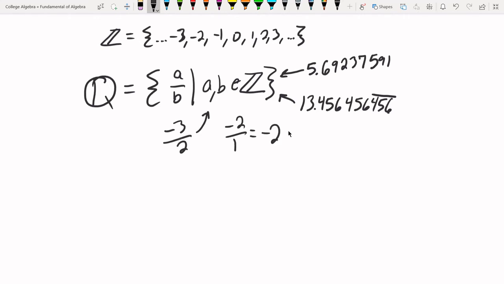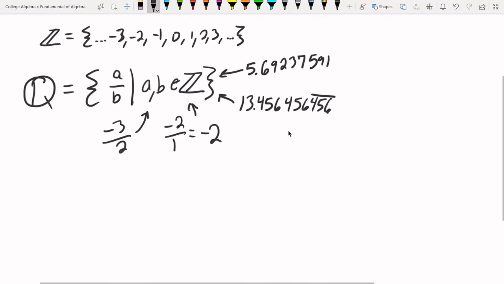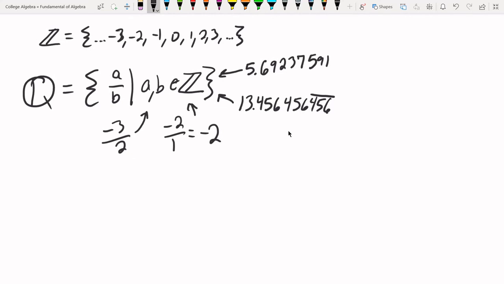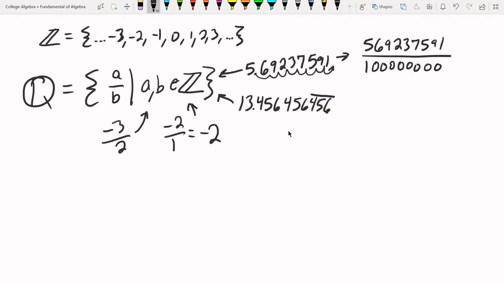-2/1, which is also equal to -2, that's a rational number. And these two numbers, 5.69237591, we can rewrite this as 569237591 over, there's 1, 2, 3, 4, 5, 6, 7, 8 places. So we have 1, 2, 3, 4, 5, 6, 7, 8 zeros in the bottom. And that is an integer over an integer.